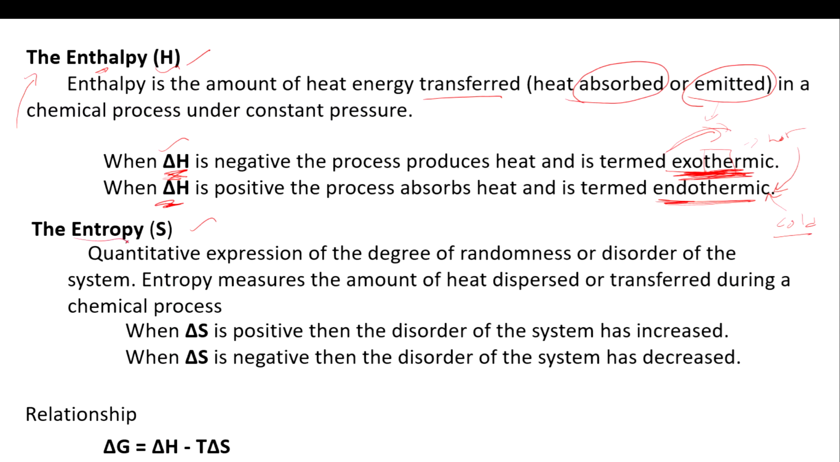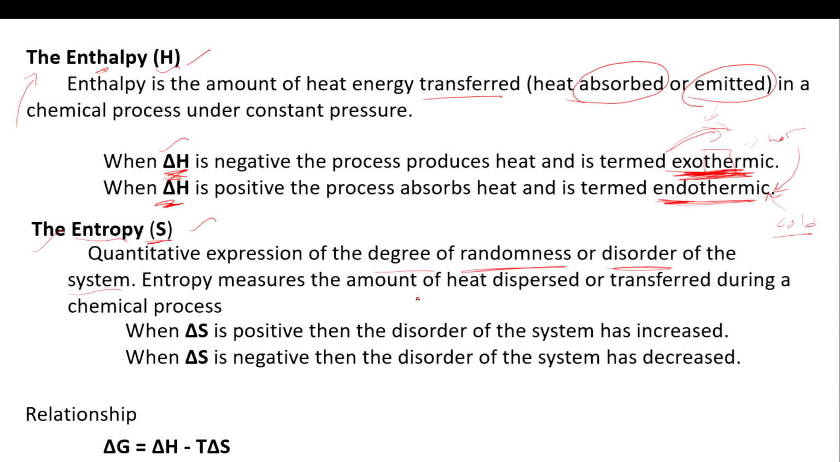Next, entropy is randomness. Here there is no arrangement, so the atoms are arranged irregularly, and this can be seen in entropy, which is represented by S. A quantitative expression of the degree of randomness or disorder of the system is called entropy.